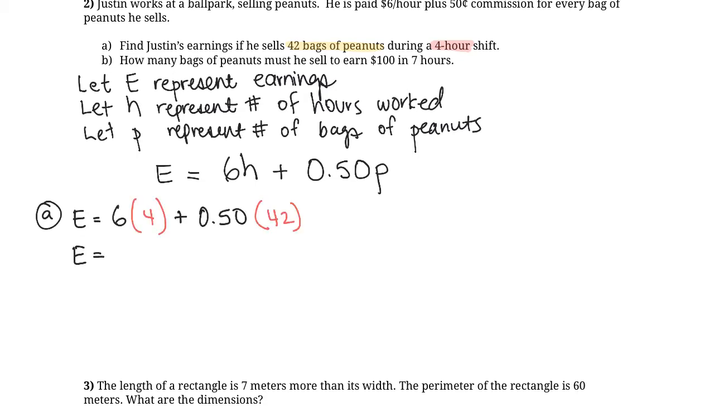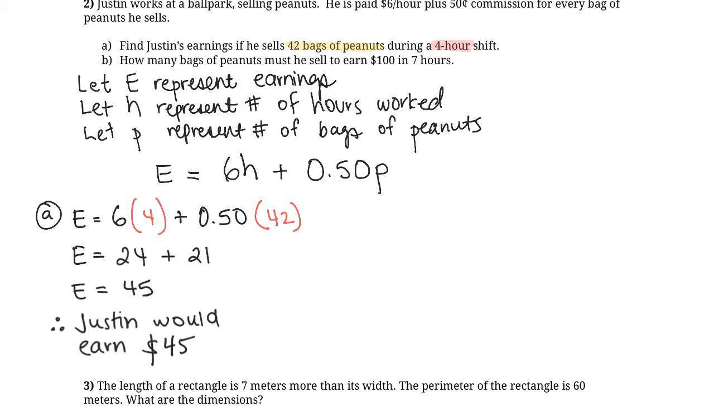So on the screen, I've done that. I've put in a 4 for the 4 hours in the place of H, and I've put in 42 in place of P. So now we're going to go ahead and calculate this. So 6 times 4 is 24. 0.50 times 42 is 21. And if I add those numbers together, I'm going to get 45.